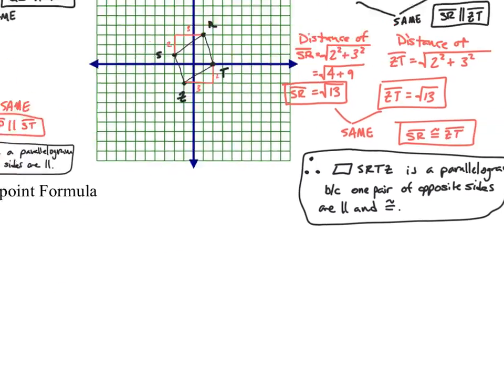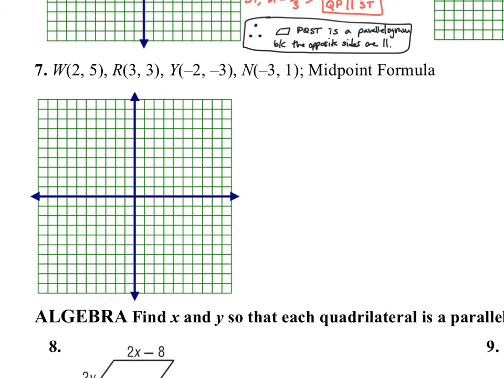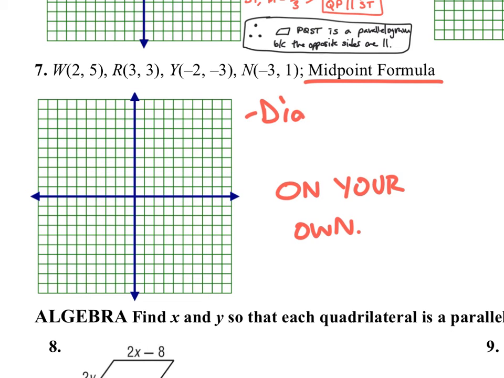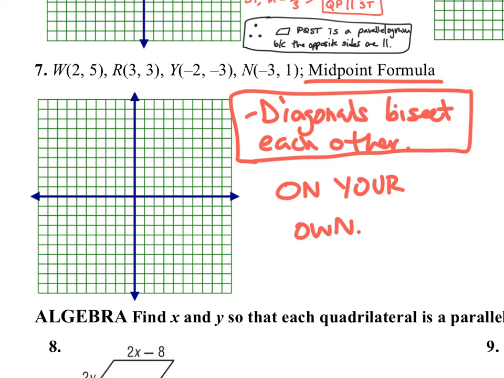So we have one more to do, number 7, and I want you to do this one on your own. Okay, and it wants us to use the midpoint formula. Now I'll give you this. Remember that in a parallelogram, the diagonals bisect each other. Okay? And that's what you need to do. You need to use the midpoint formulas on the diagonals. Okay? I'll let you guys do that on your own.